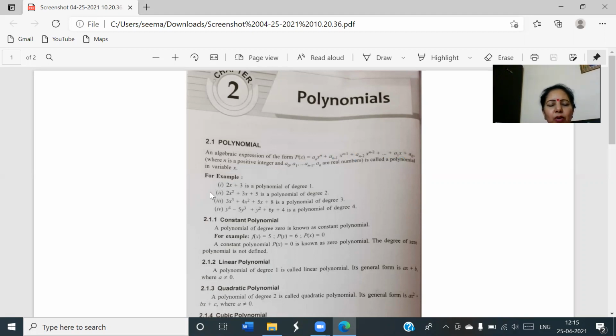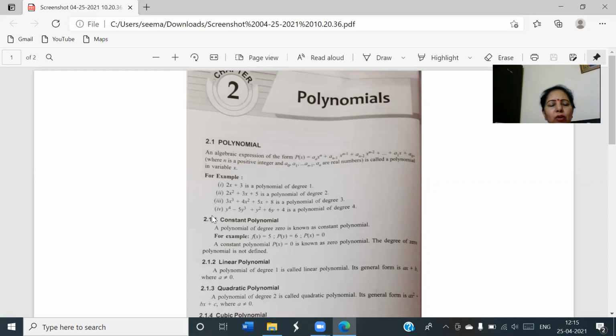Some examples of polynomials: number 1, 2x plus 3 is a polynomial of degree 1. You can see here variable x whose power is 1, that's why its degree is 1. Similarly, in the second example, 2x square plus 3x plus 5 is a polynomial of degree 2. Similarly, the third one is of degree 3 and the last one is a polynomial of degree 4.